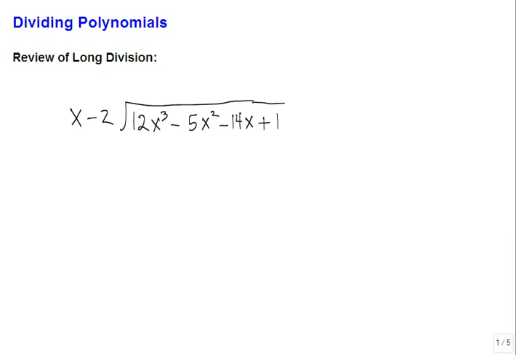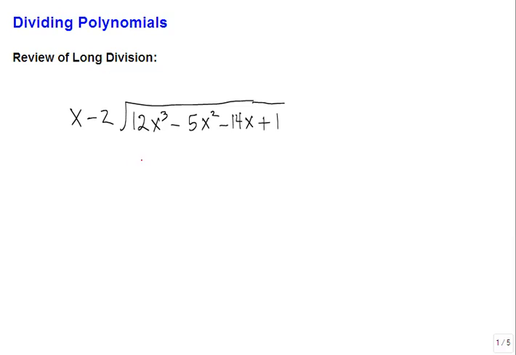We're going to start off today with reviewing how to do long division and synthetic division of polynomials. So let's take a look at this first example. This is a long division problem, and we're going to do the exact same long division algorithm that you learned in elementary school when you learned to divide numbers. However, we're going to do it with x's as well as numbers.